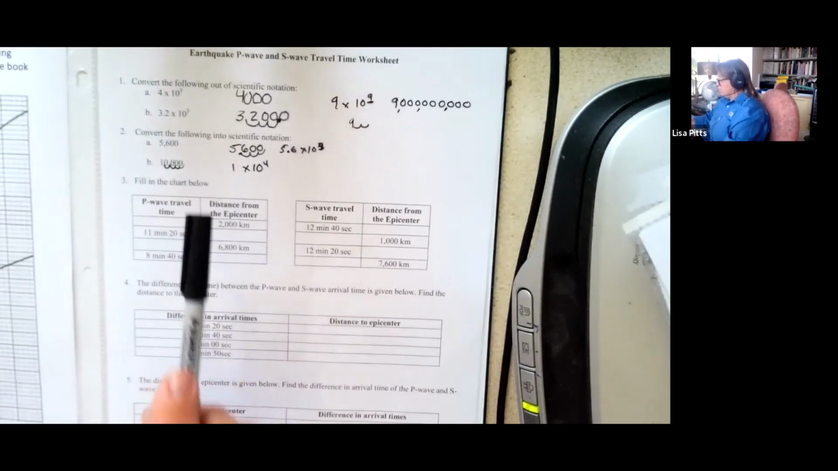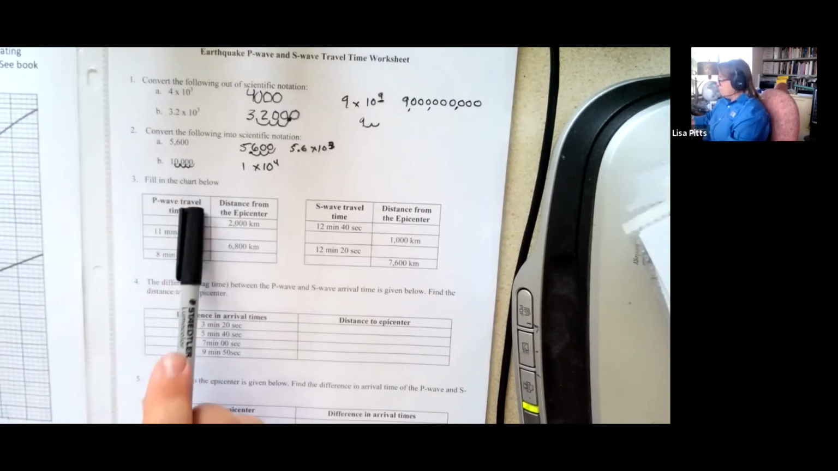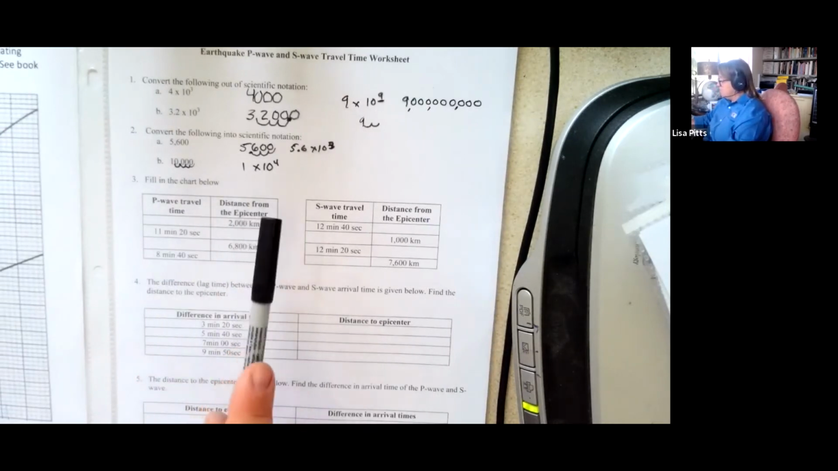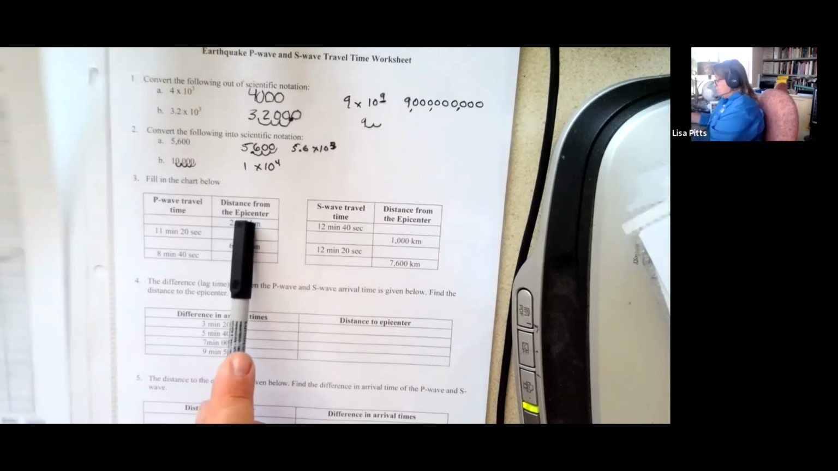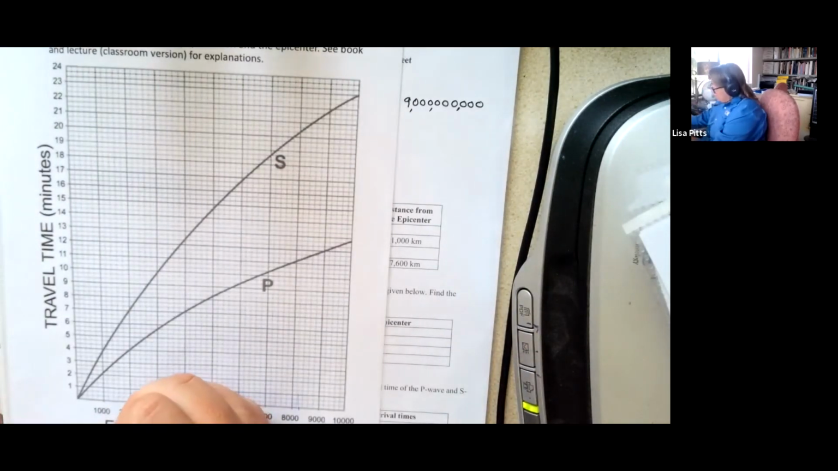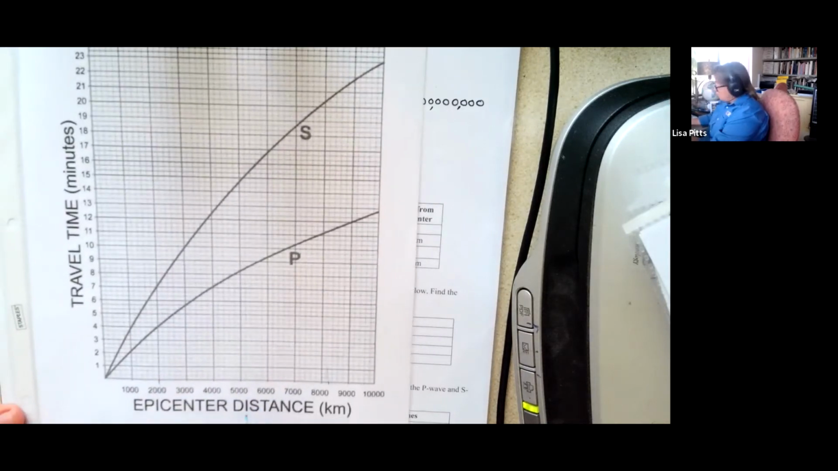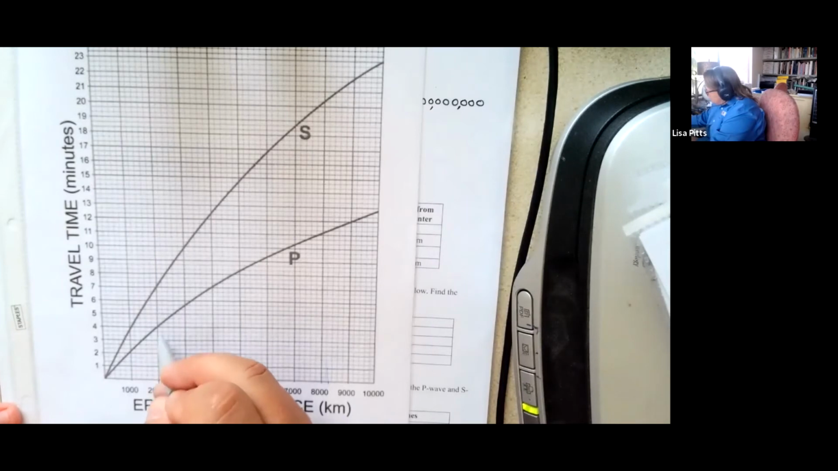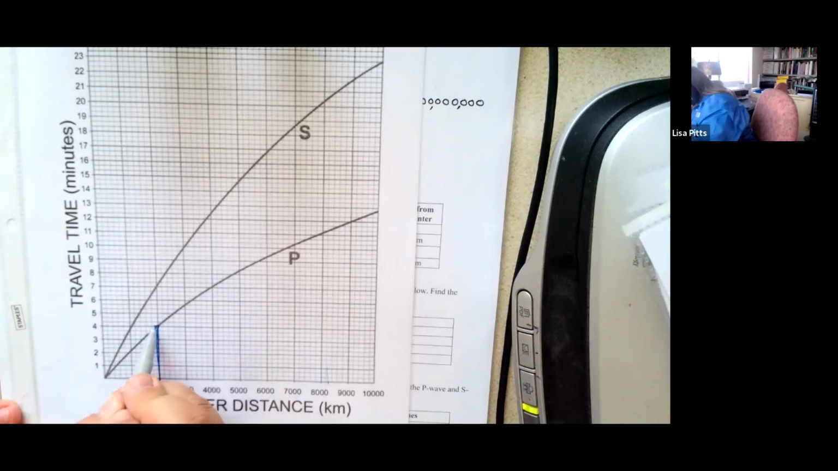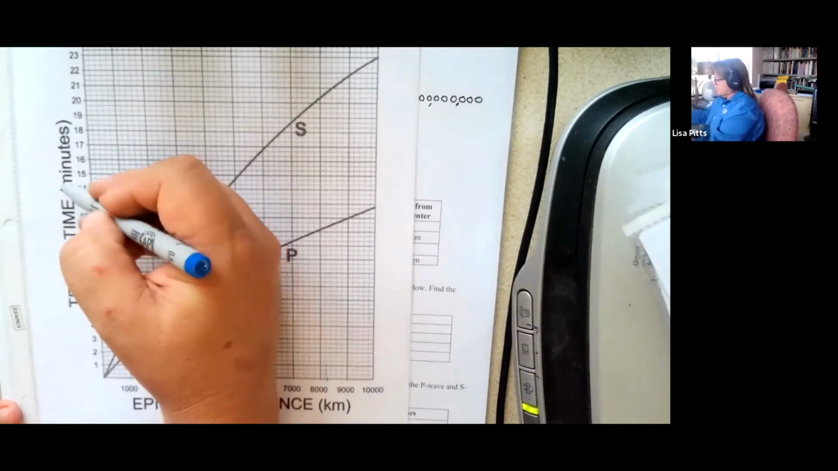Okay, so let's look at the first one. It says, fill in the chart below: the P wave travel time for a distance from the epicenter of 2,000 kilometers. So you want to go up from the 2,000 kilometers, that's down here at the bottom of my chart, right? I go up until I hit the P wave, and then I come across here, and this is in minutes. So I would just write 4 minutes.